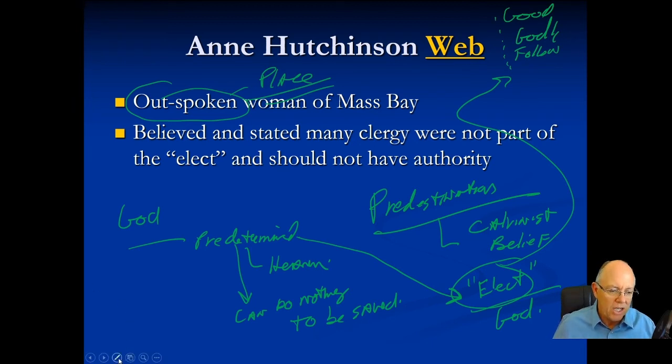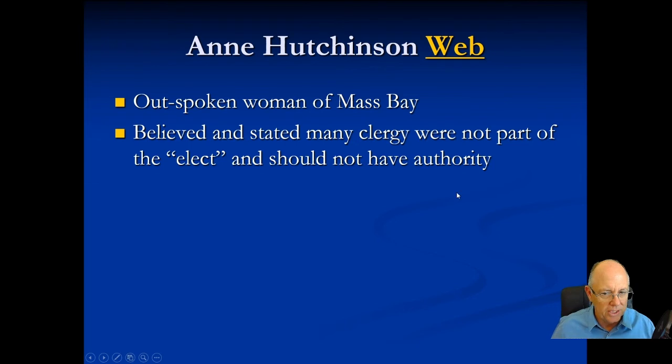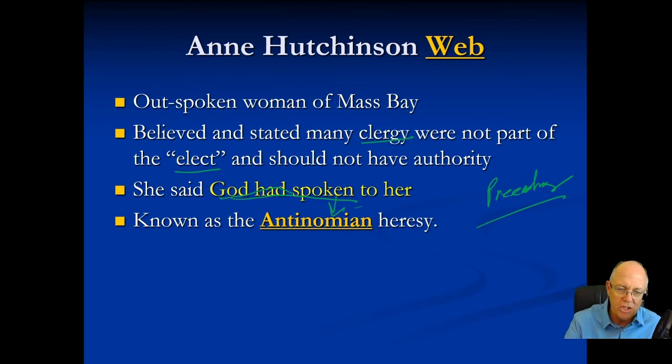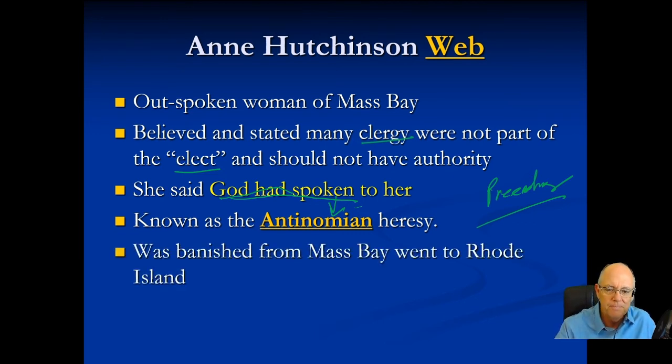Okay. Well, what Anne Hutchison said was, she was criticizing the leaders of the colony and said, wait, even though you're part of the clergy, you may not be part of the elect, and you should not have authority. She also said God spoke to her. That's problematic too. She was preaching in her house. She was starting a movement. It was known as the antinomian heresy, especially this part that God spoke to her. That's really what they were complaining about. And on top of it, she was outspoken. She was nonconformist. So all of these things are going on. And they banish her. They said, you must leave our colony because you're too disruptive. Again, that's an example of intolerance.